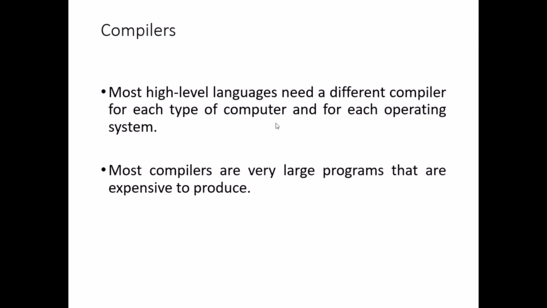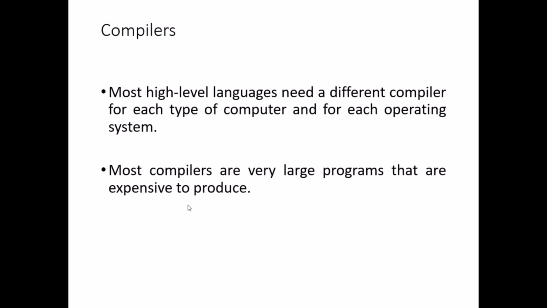Can somebody answer that question? For example, for a laptop, iPhone, and Samsung, why do we need different compilers for each of these machines? Because of different CPUs. This is one thing. Different CPUs have different machine languages. Correct. Now, most compilers are very large in terms of speed, size, or maybe money also. If you want to buy a compiler, it is very expensive. This is why usually companies buy compilers.